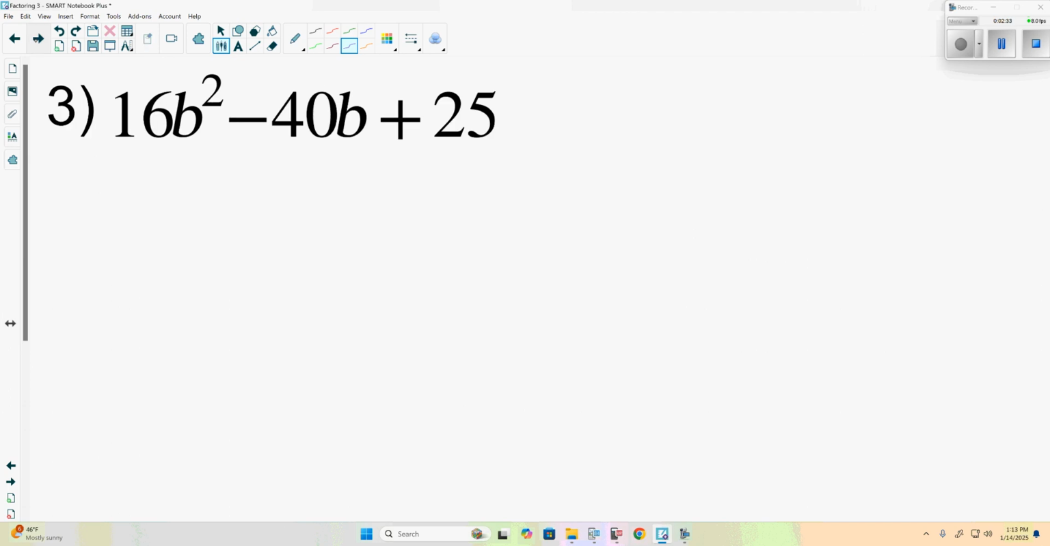16b squared minus 40b plus 25. Is there a greatest common factor between these three terms?